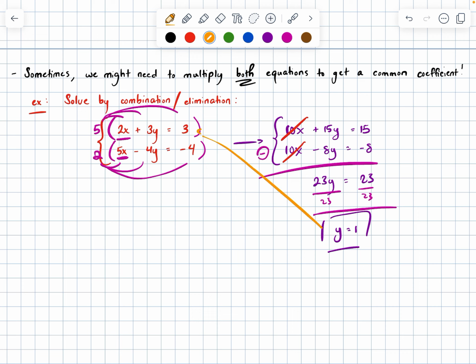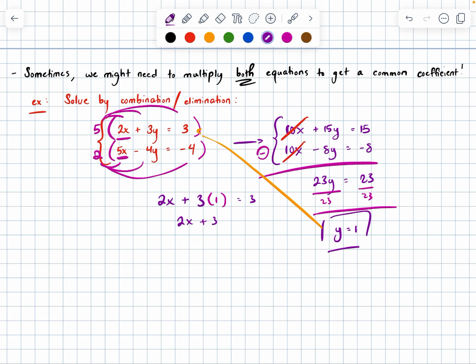Now that I know y is equal to 1, let's pick an equation to substitute back into. I'm going to choose the one on top because it has smaller numbers. 2x plus 3y is equal to 3, but we just said that y is equal to 1. Therefore, 2x plus 3 times 1 is equal to 3 by substitution. That tells me that 2x plus 3 is equal to 3 if I simplify. Minus 3 from both sides. 2x is equal to 0. Divide both sides by 2. That tells me x is equal to 0.